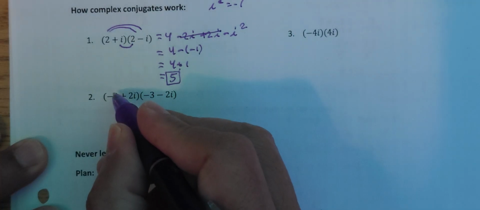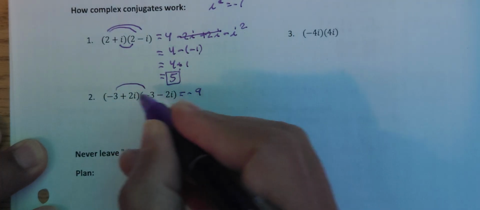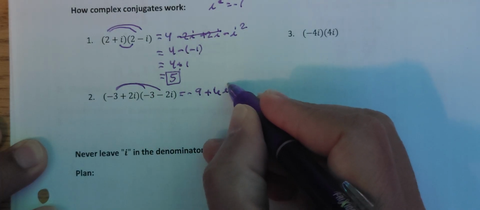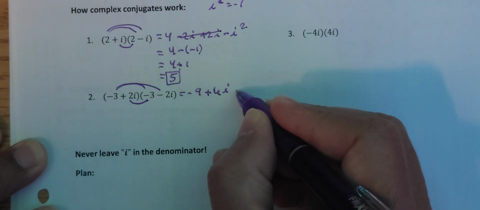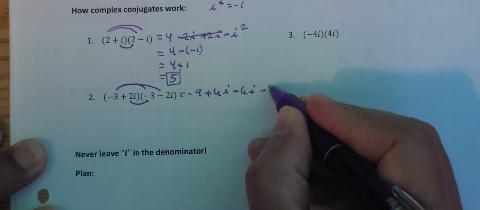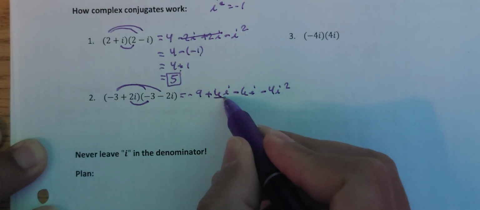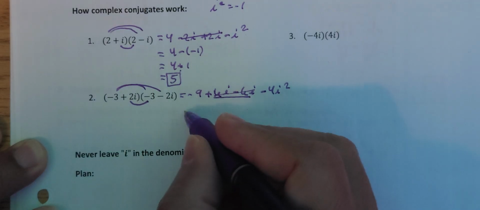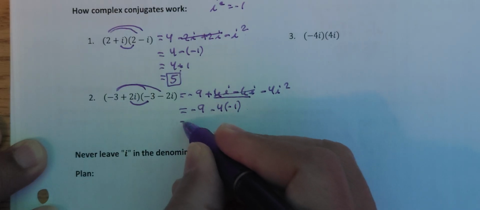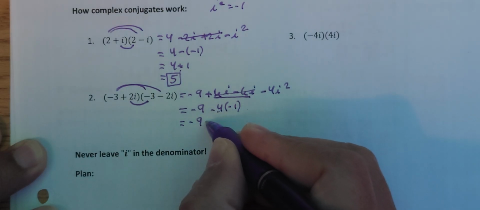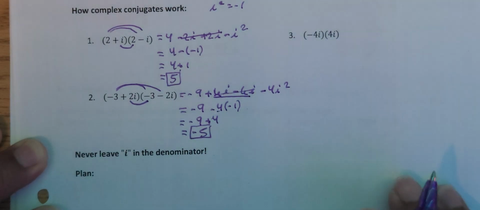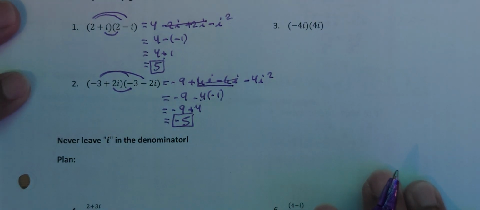Second example, same thing here, negative 3 times negative 3, that's negative 9. Negative 3 times negative 2i, that's plus 6i. And then 2i times negative 3, that's negative 6i. And then negative 2i times negative 2i, that's negative 4i squared. And as you can see, the 6i's cancel, so the i part goes away. This is negative 9, negative 4 times i squared, which is negative 1. So then this is negative 9, and negative 4 times negative 1 is positive 4. So then this is equal to negative 5. So again, there is no i left once we multiply those two complex numbers, or two conjugates.